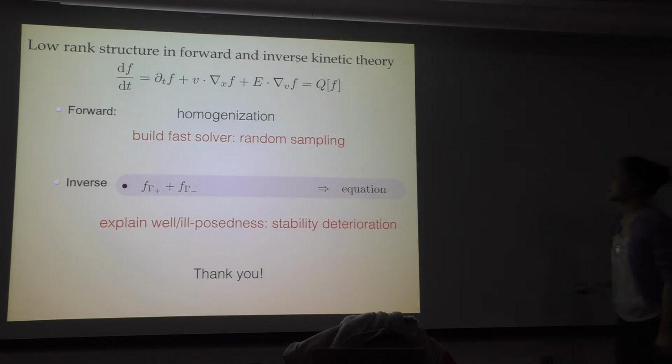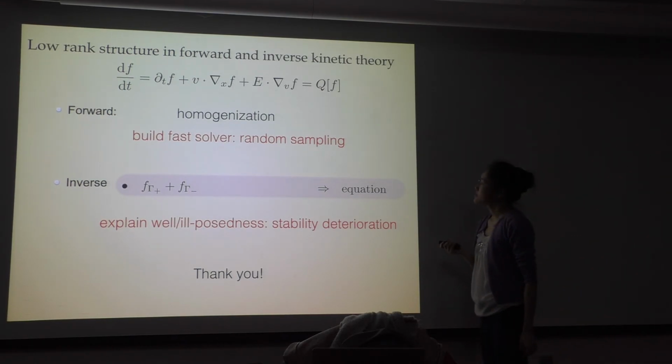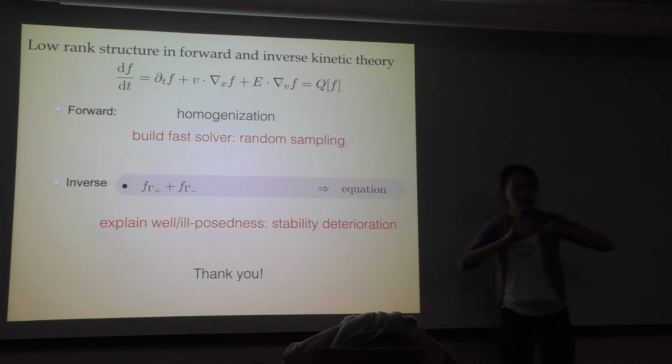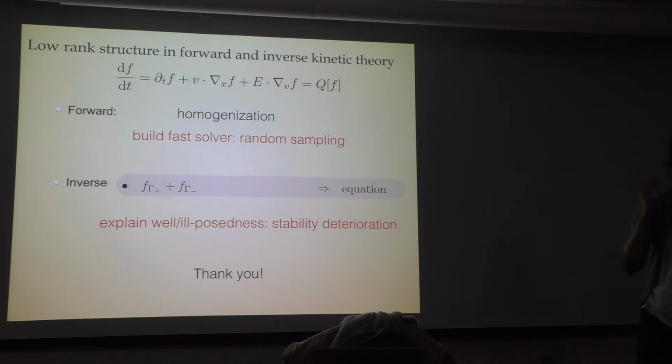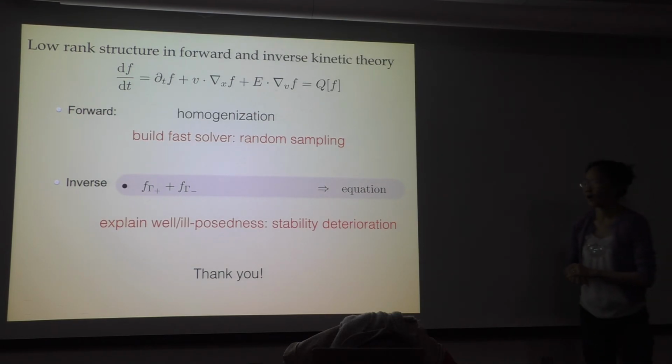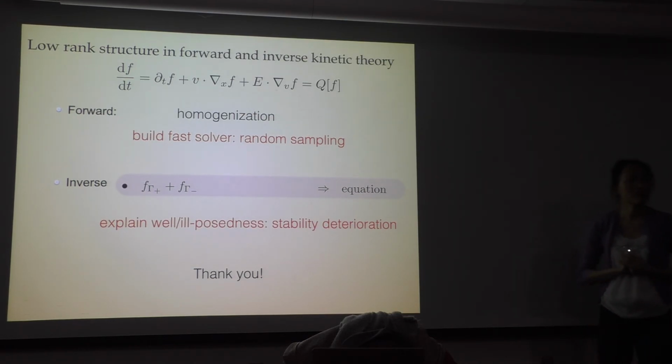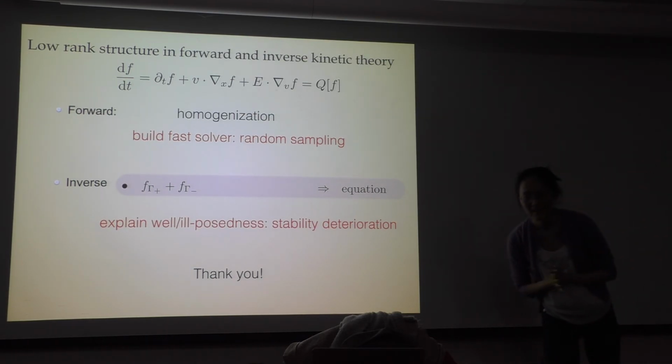In the inverse setting, I use the low-rank structure to explain the ill-posedness. I basically said when your Knudsen number is extremely small, your system is ill-posed, and you cannot reconstruct the parameters in your equation. With that, I think I'm ready to wrap up. Yeah, thank you.